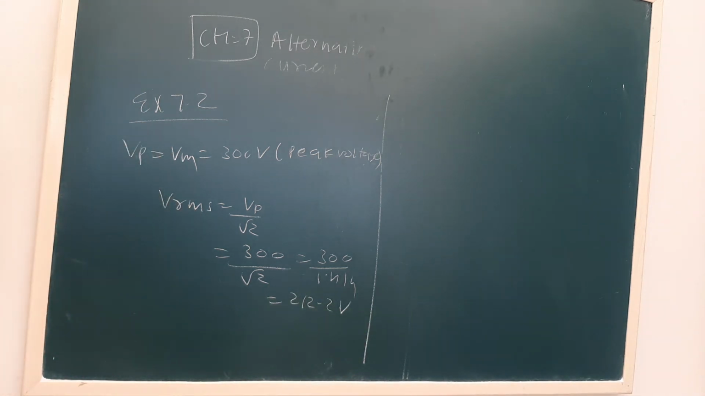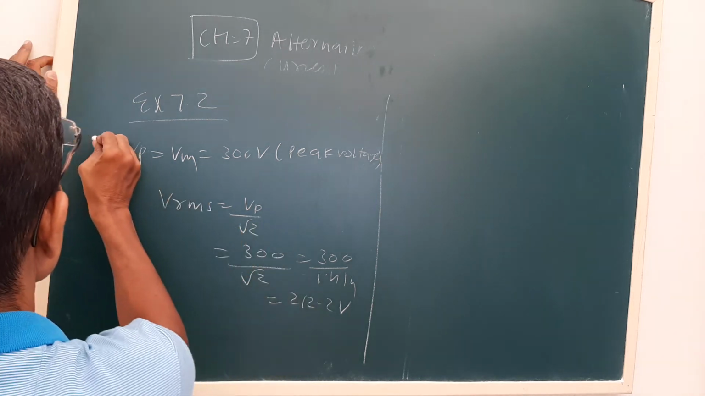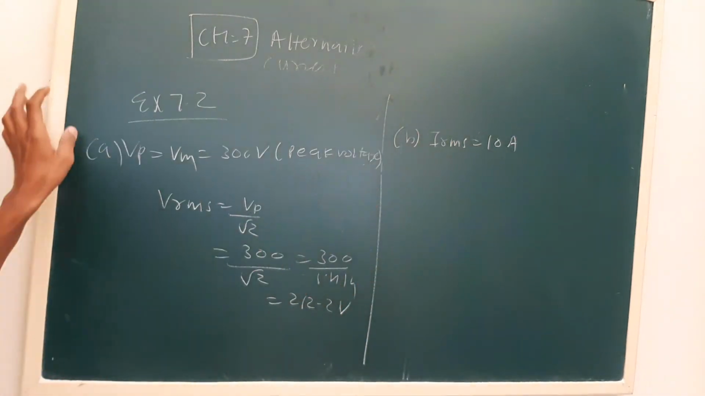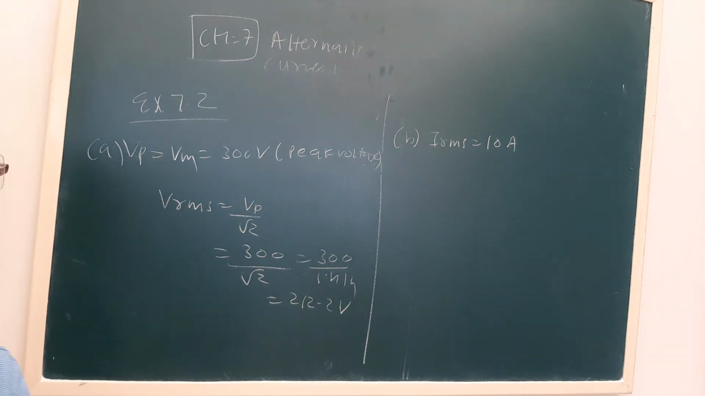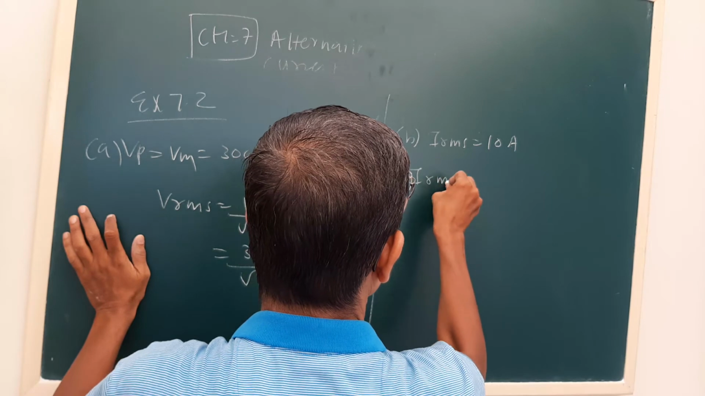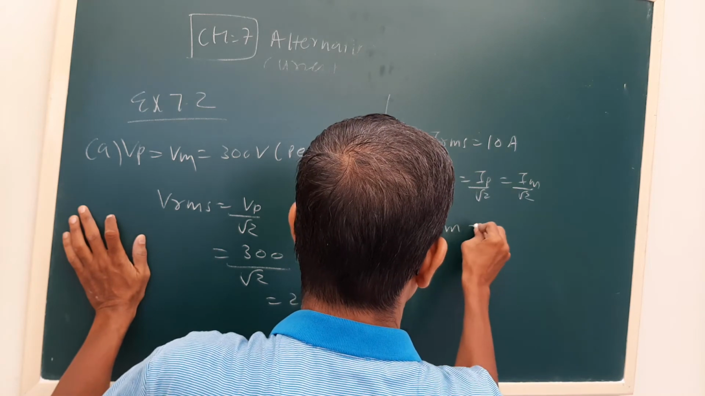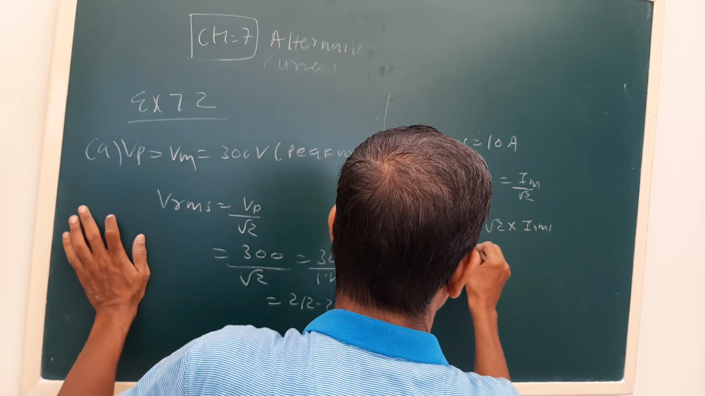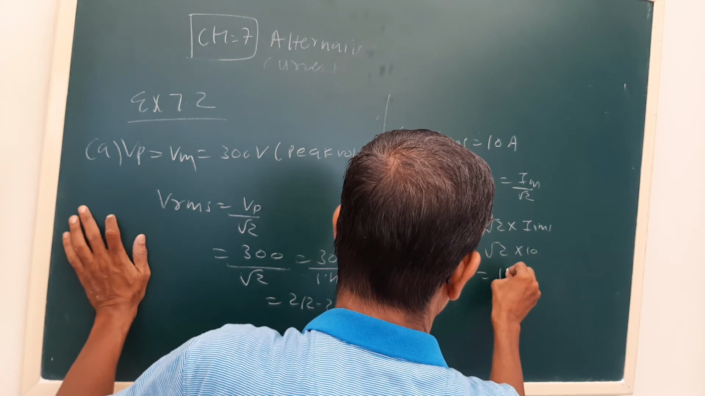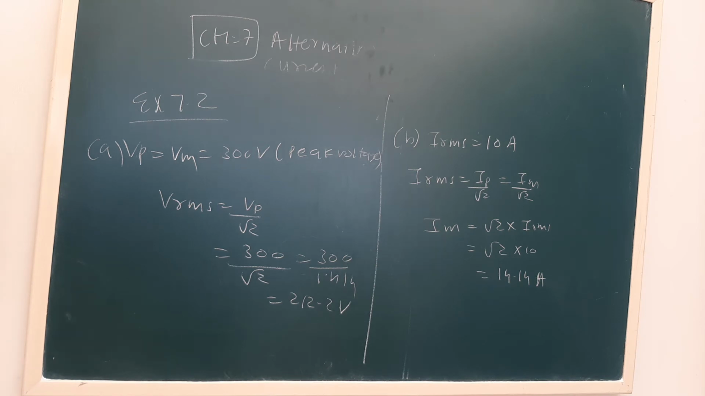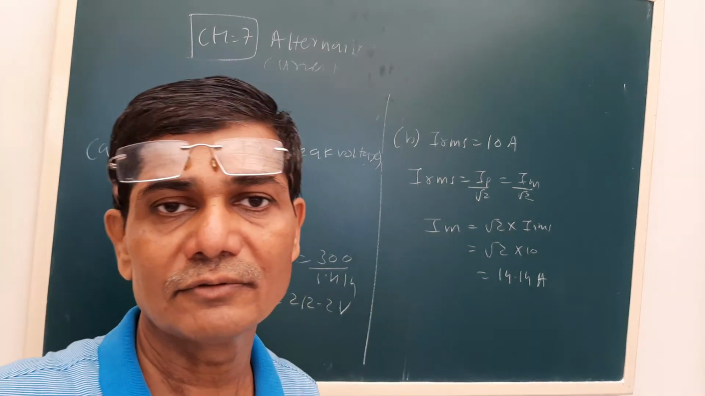Now secondly, we are given the RMS current is 10 ampere. We have to calculate the maximum value of the current. Now see, IRMS is IP upon root 2, or you can say IM upon root 2. So this is very simple. Here Vp is given, we have to find out VRMS. Here maximum current is given, we have to find out RMS current.